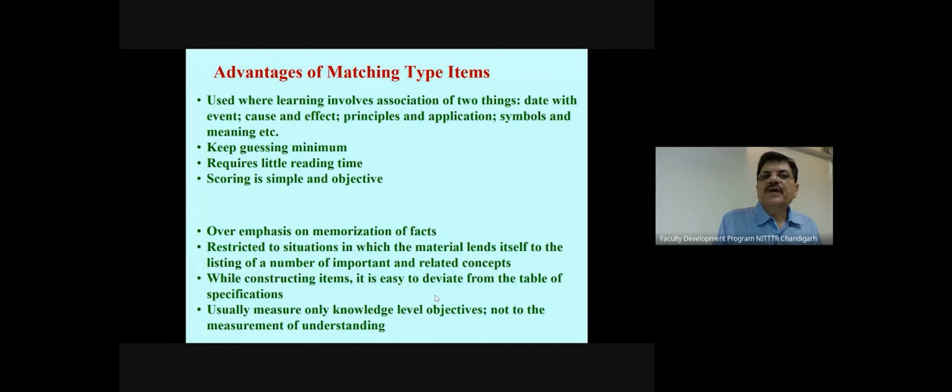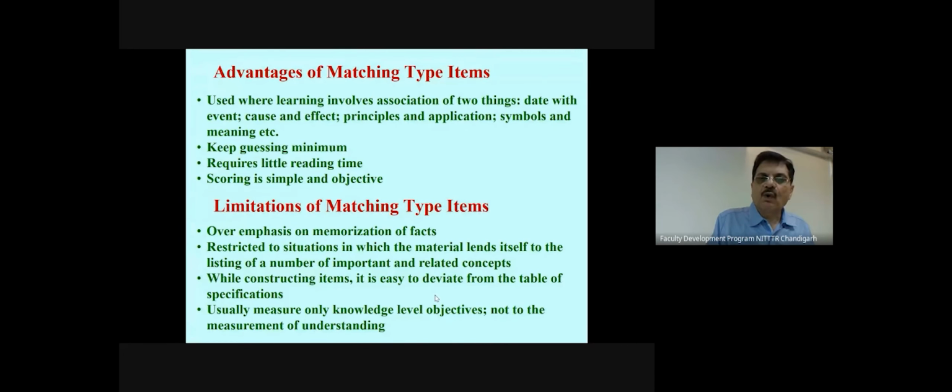These can be used where learning involves association of two things, that is date with the event, cause and effect, principles and application, symbols and meaning. इसी पर्पस के, यानी लोअर एबिलिटी लेवल के लिए ही ये जज होते हैं, या मैक्सिमम अंडरस्टैंडिंग लेवल. But beyond understanding, matching type test items cannot be used. So guessing is minimum, requires little reading time, and scoring is simple.